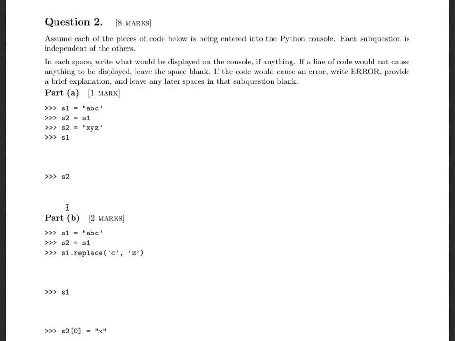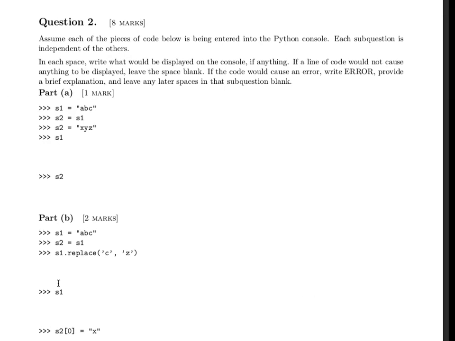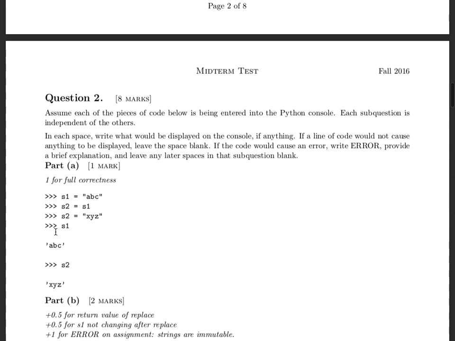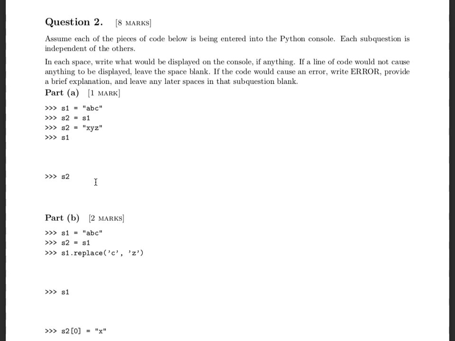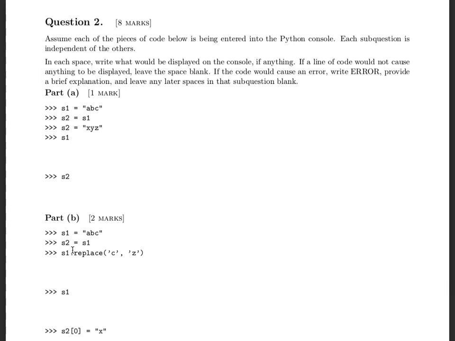Okay, so this is ABC and this is X, Y, Z. Let's check. ABC, X, Y, Z. Perfect. Oh, let's look at the marking scheme. 1 point for correctness. Right? Well, okay. Maybe it would give you half a point for each, even though I despise half points. I'd rather just double the marks of the test, right?